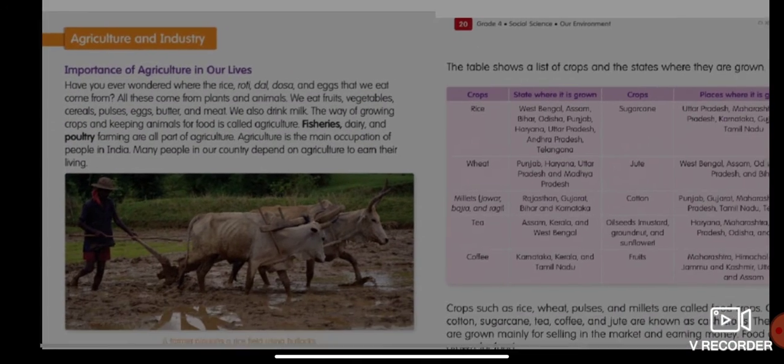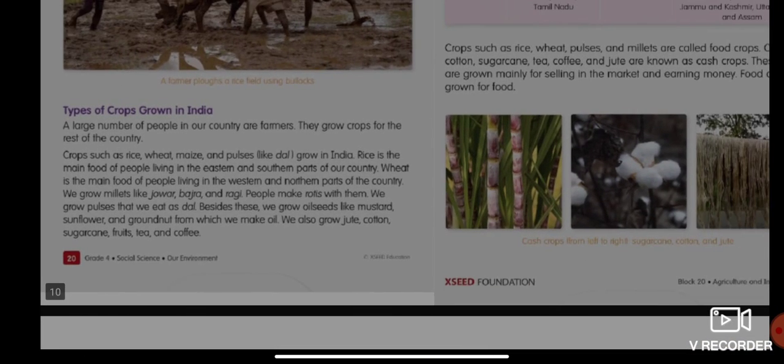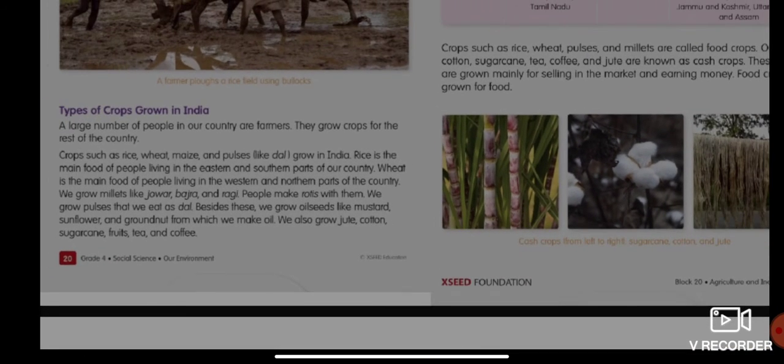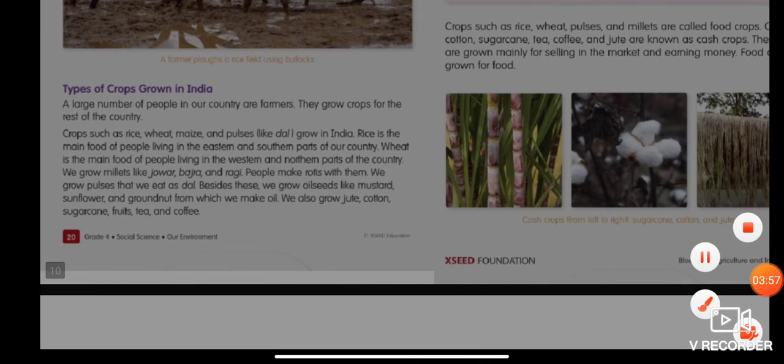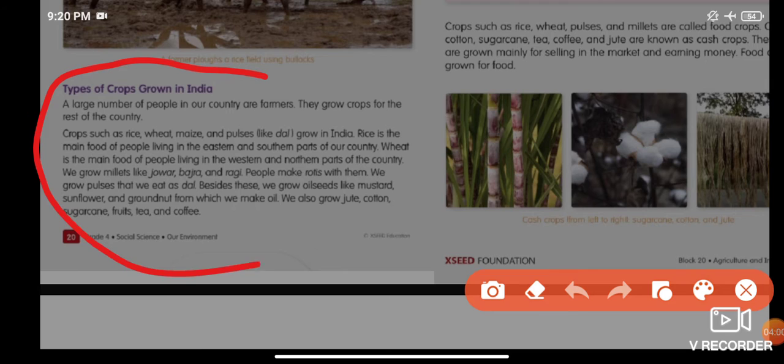Now I'm going to show you. So, types of crops in India. You just have to read this particular paragraph, only this paragraph. Types of crops grown in India: you have to underline the crops that you see, as well as circle which one is more important compared to others. Suppose you think coffee is more important, or cotton is more important, you circle it like that.